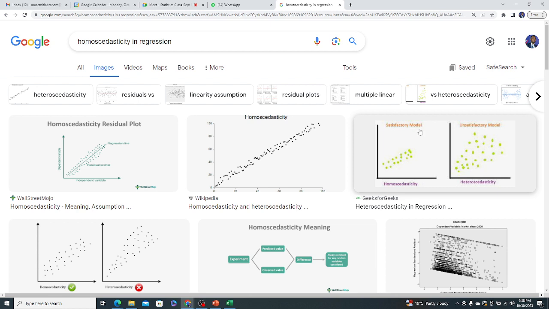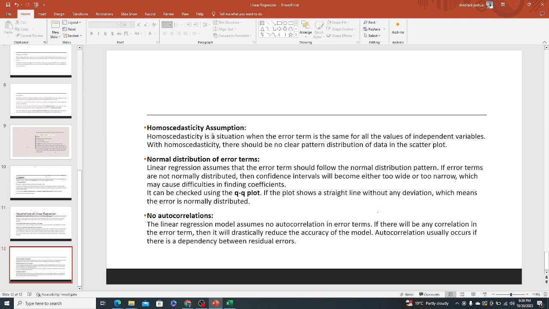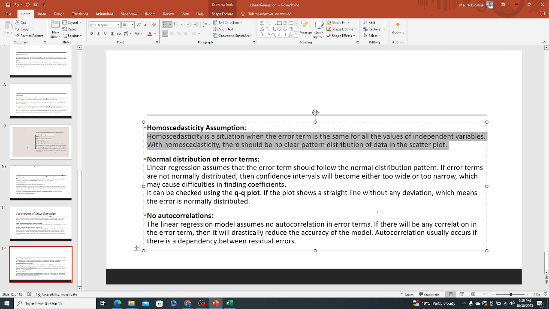For us to have a satisfactory model, it's the one with homoscedasticity, in comparison to heteroscedasticity. Let me read that. Homoscedasticity is the situation where the error term is the same for all the values of the independent variable. With homoscedasticity, there is no clear pattern distribution of data in a scatter plot. I don't know if this is correct.